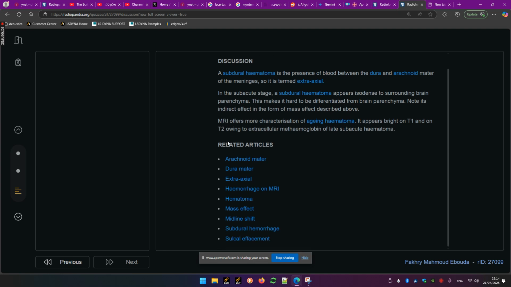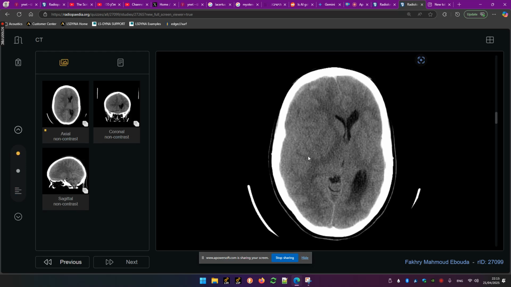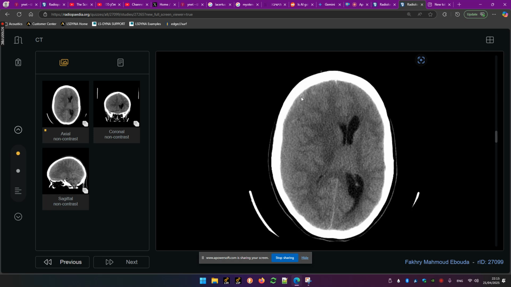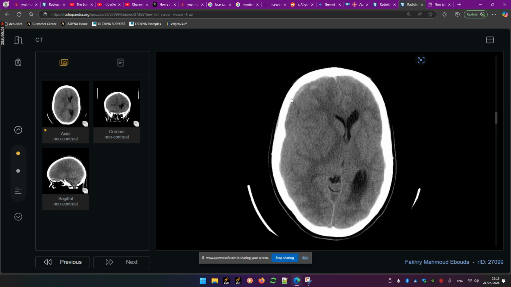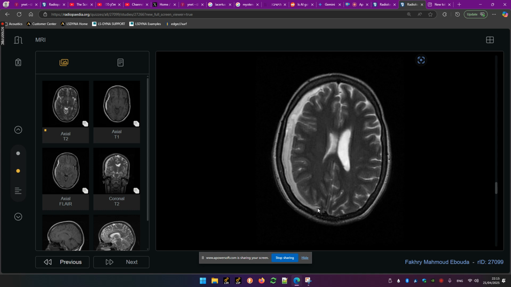Okay, so we had a case of subdural hematoma where I initially thought that I saw some SOL, but probably this SOL is just the brain cortex that is deviated and compressed. So this little isodense, maybe a little bit hyperdense area was indeed subdural, but I saw only this area and missed the rest. And on MRI, you see quite clearly the subdural hematoma.